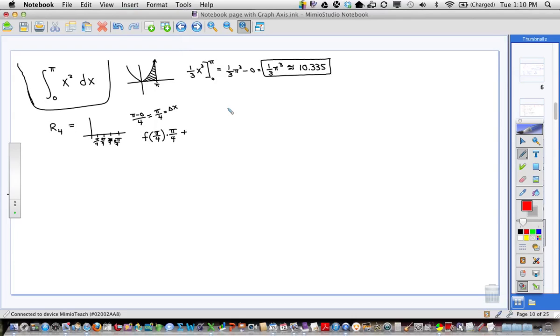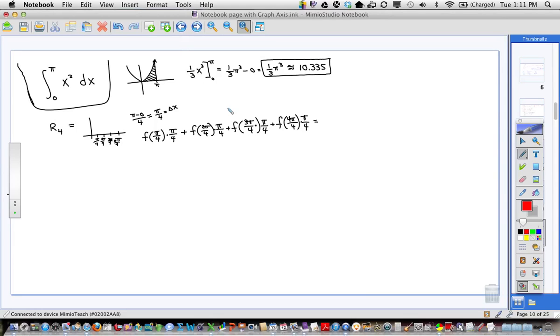So I'm going to write that f of 2 pi fourths times pi fourths plus f of 3 pi fourths times pi fourths plus f of 4 pi fourths times pi fourths. All right, now it's only 4, so we're going to get our calculators out. We'll cheat a little bit.